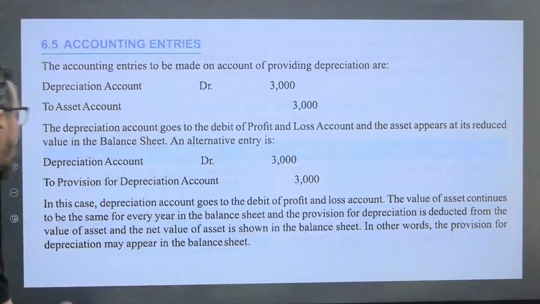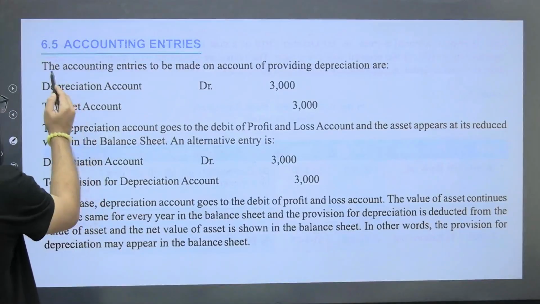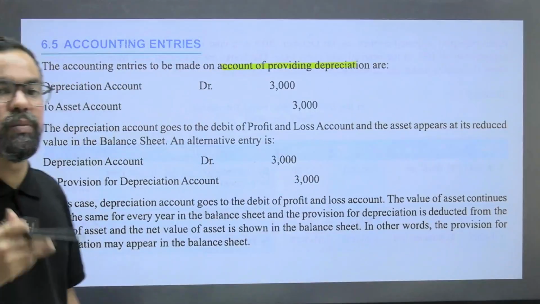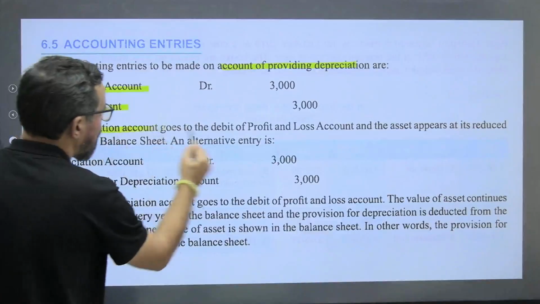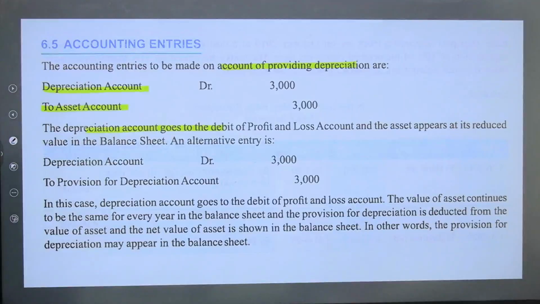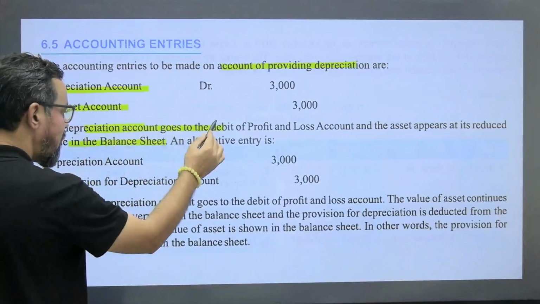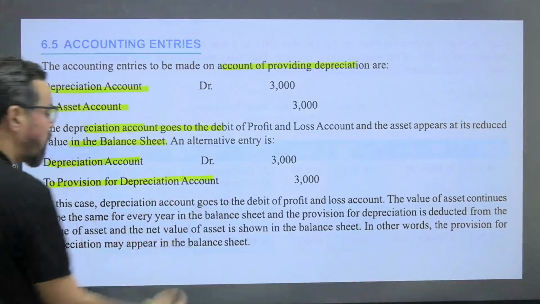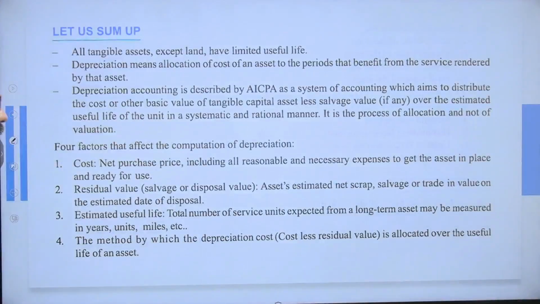So how do we do accounting for depreciation? We have two sorts of accounting. One is the accounting entries to be made for provisions. Let's say if we are creating some provision, it is depreciation account to asset account. Please do remember this one. The depreciation account goes to the debit of the profit and loss account, and the asset appears at the reduced value in the balance sheet, right? So it will go to the profit and loss, and you have to reduce the value of that asset in the balance sheet. So depreciation account to provision for depreciation account. So this is the case. Okay, very simple one. There is no worry about this particular one, right?